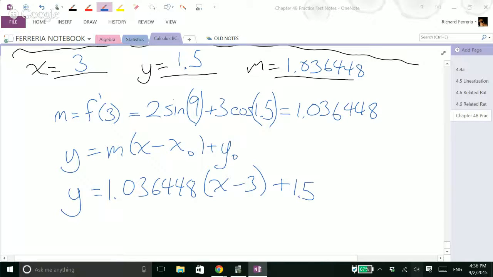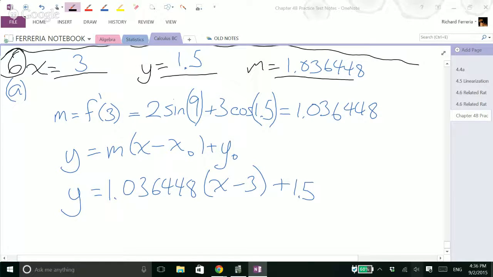Okay, that's part A, right? Part B, linear approximation. Oh, I should have the problem number here. This is problem number 6. Okay, part B.